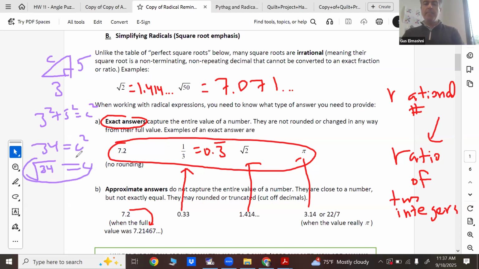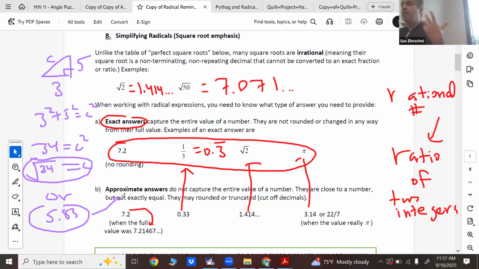And we are going to be very particular about this on our next test. So if I ask for an exact answer, leave it in radical form. Don't touch it. Leave it alone. Root 34. If I ask for an approximate answer, I want you to round to, say, 2 decimal places. I'm going to punch in root 34 on my calculator. I get 5.83. Now 5.83 is an approximate answer, rounded to 2 decimal places. So if I ask for an approximate answer, let's do that. If I ask for an exact answer, don't give me a decimal. Leave it in radical form. Of course, if you can simplify it, do simplify it.